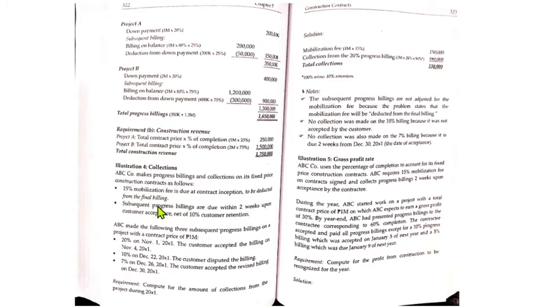So, yung mga susunod na billing daw, subsequent progress billings are due within 2 weeks upon customer acceptance net of 10% customer retention. So, halimbawa, nag-bill ka ngayon, within 2 weeks yun yung due niya. So, dapat within 2 weeks, mabayaran ka from the date of customer acceptance net of 10% retention. So, tingnan natin how do we compute the amount of collections.